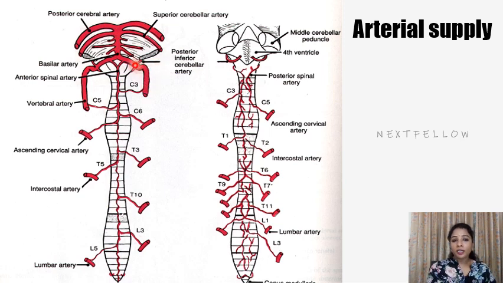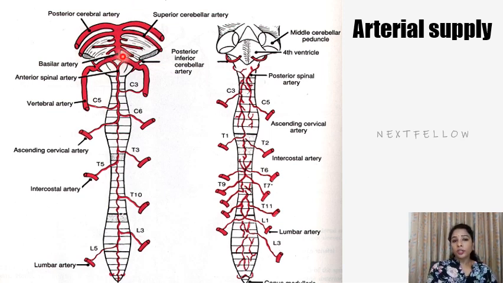So the vertebral artery, we know, is a branch of the first part of the subclavian artery, and it ascends in the neck from the foramen transversarium of the C6 cervical vertebra until C1, and after crossing the C1 atlas it enters the foramen magnum, and the right and left vertebral arteries join to form a single artery called the basilar artery, which is located in the basilar groove.